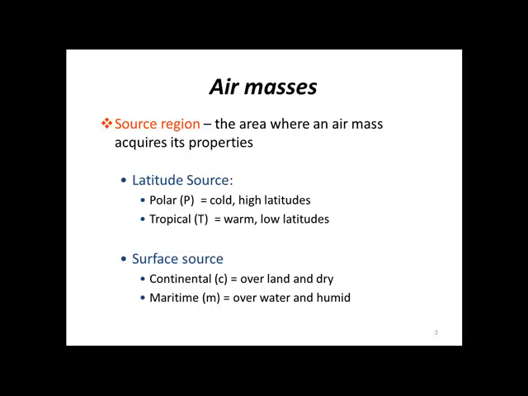When we talk about different air masses, we combine the latitude and the surface sources to describe the air mass. And we'll say in terms of CP or CT, MP or MT.